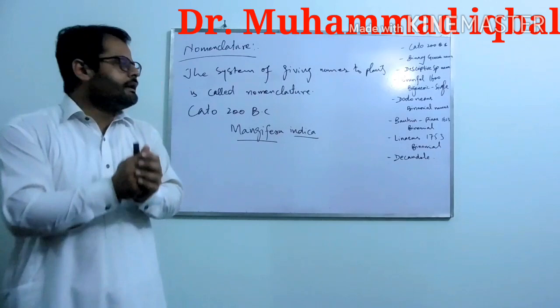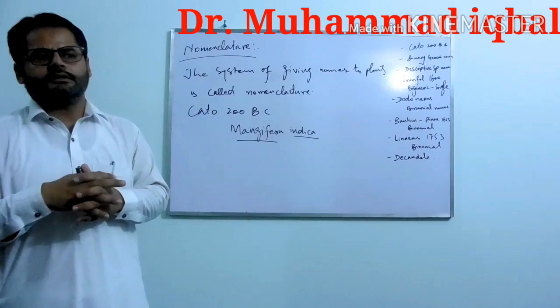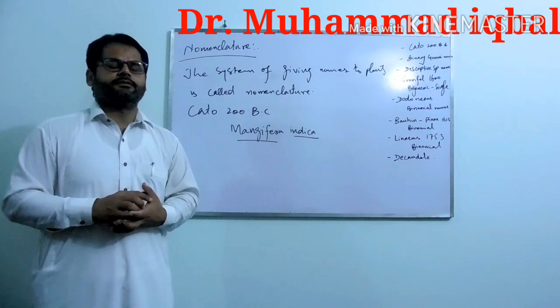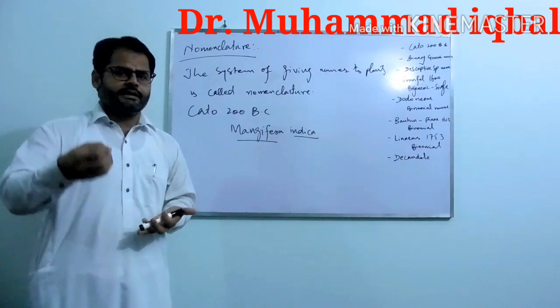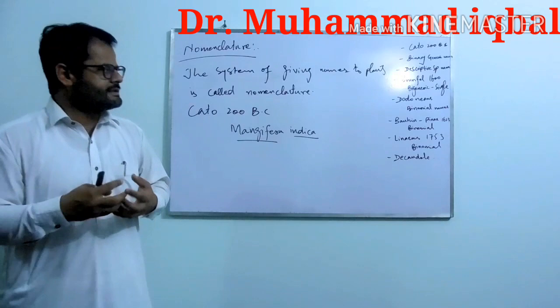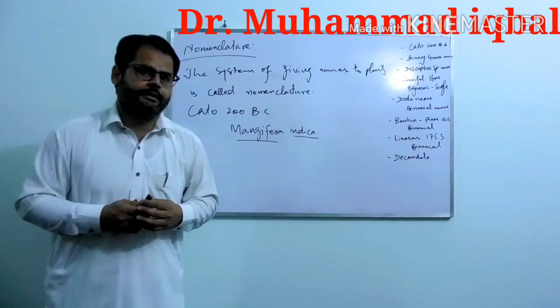The binomial name means that the plant's name will consist of two words, that is genus and species. This binomial concept was put forward by Linnaeus in 1753 in his book Species Plantarum. We will discuss it in detail later on. Later on, after Dodonaeus, another scientist came, called Gaspard Bauhin.